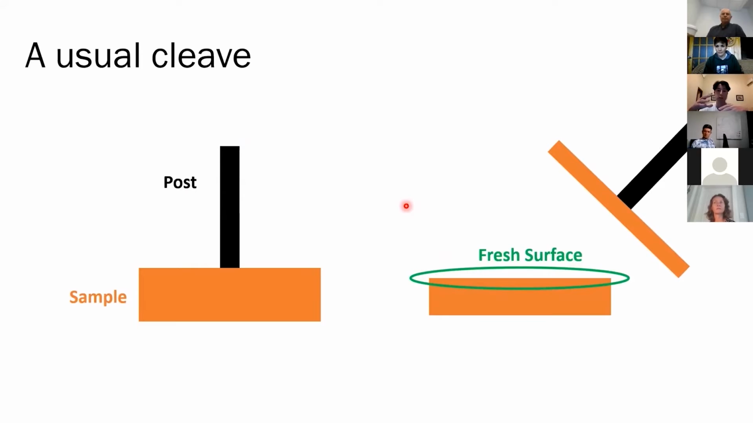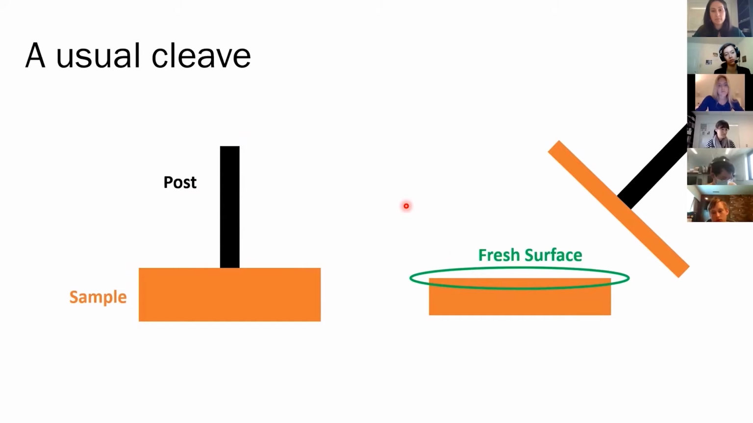Now, the key with the fresh surface is that it's not oxidized. So we can get a look at the actual material itself, and we don't have any problems with the oxidized material potentially being insulating, which would not work very well with STM.